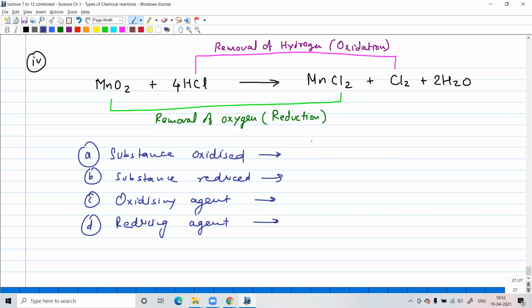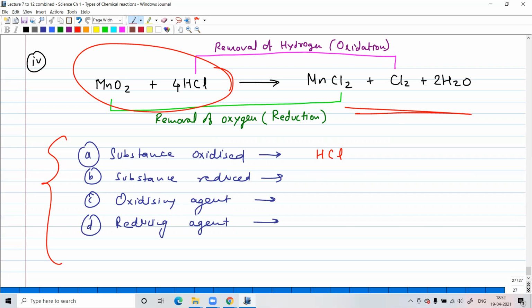Yeah, tell me very quickly. The substance oxidized will be 4HCl. This one will be chloride. Or will it be chlorine? No. The answer to all these questions is always there in the reactant. You never have to go to the product.